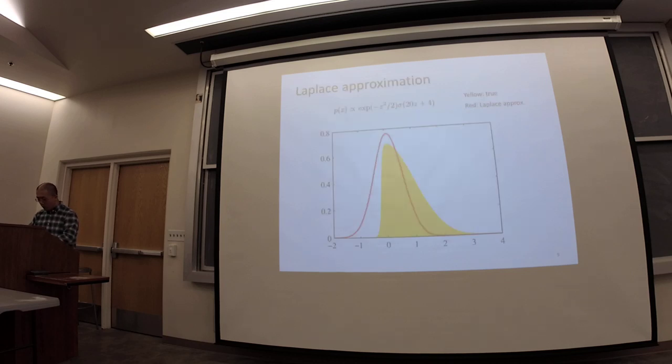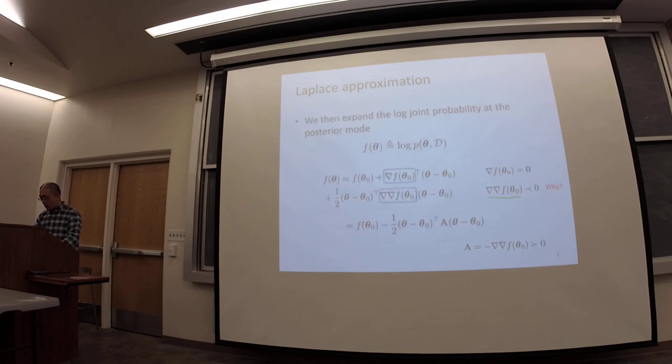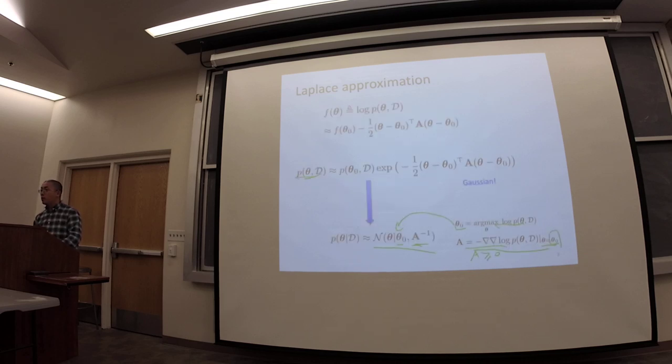So in this way, if you compute theta zero and A star, where theta zero is the MAP estimation and A is the negative Hessian, you just use this to construct a multivariate Gaussian distribution. That will be an approximation to the true posterior. And how is this derived? We have shown before, right? We start with the log of the joint probability and do a Taylor expansion on it. Then we take the exponential, trying to recover the original joint probability. That's where we have this exponential term here.